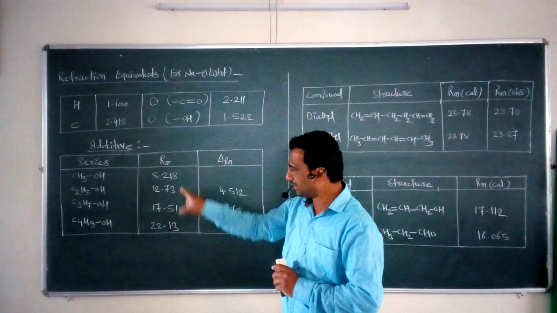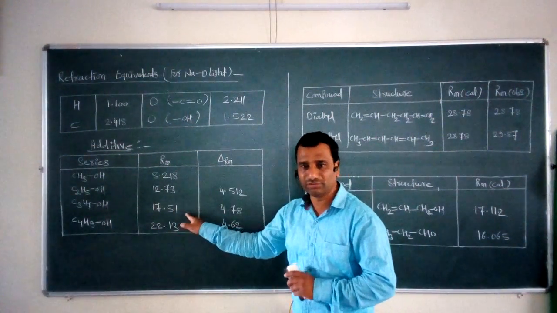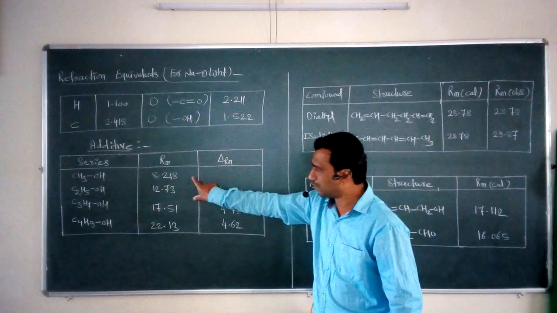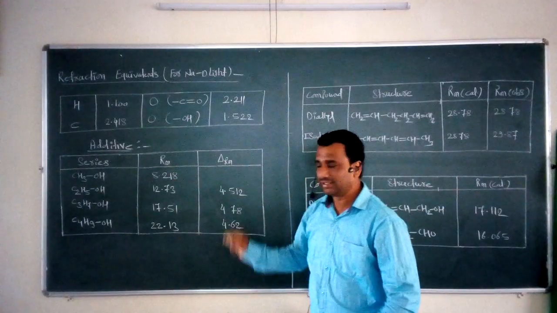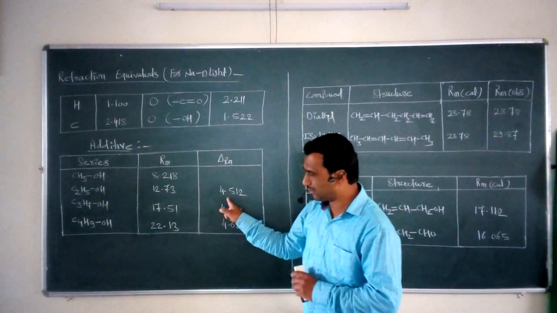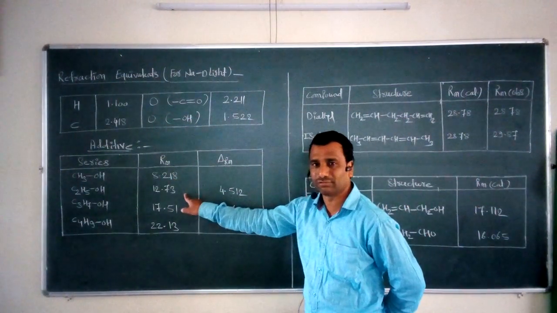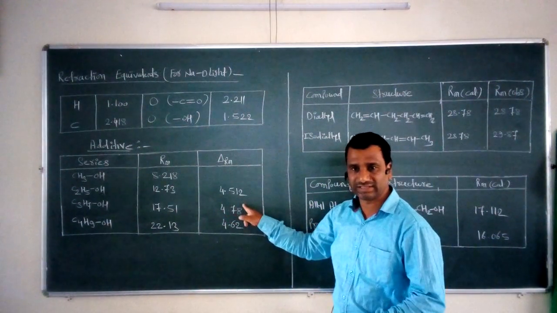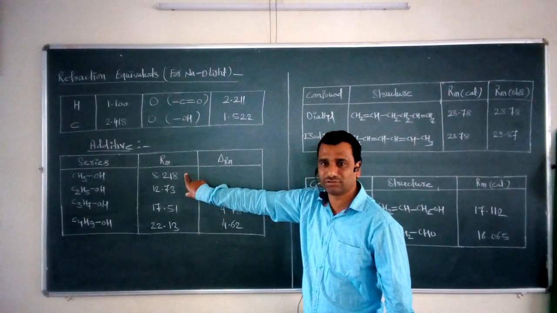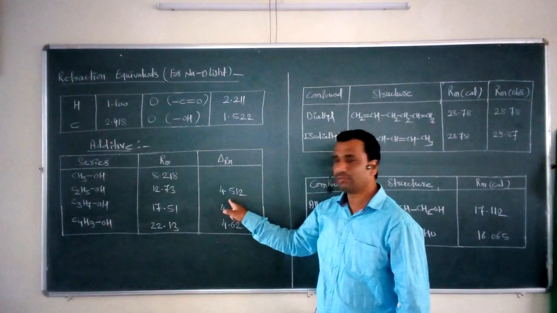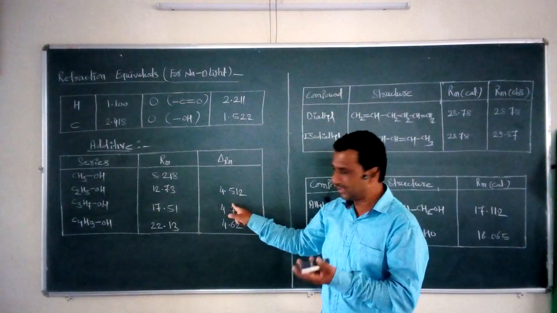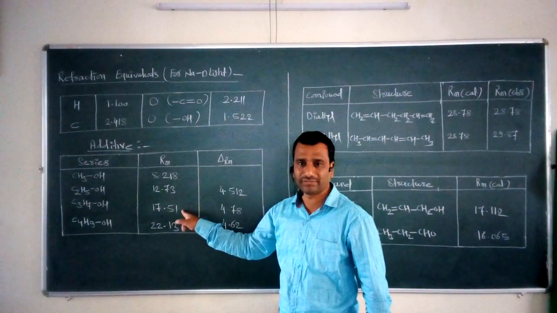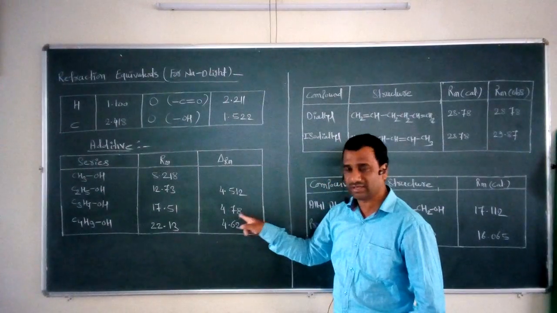Now if we look at these molar refraction values, the last column is the difference. If we take the difference between two consecutive examples from a given series, that is the difference between the molar refraction of methyl alcohol and ethyl alcohol. What is the difference? It is equal to 4.512. Next, if we take the difference between the molar refraction of ethyl alcohol and propyl alcohol, that difference is again obtained, equal to 4.78.